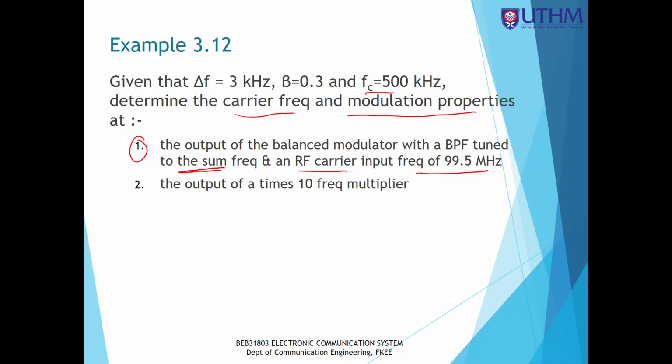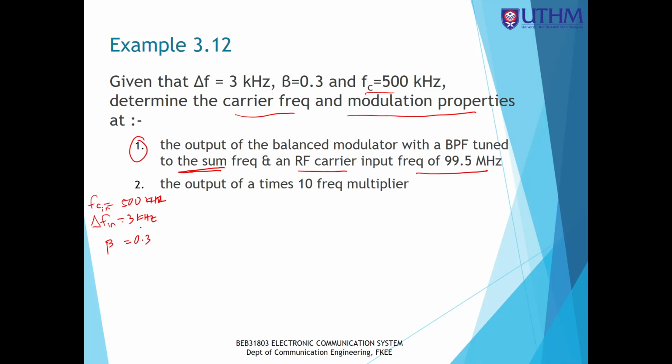So you see that the band pass filter is tuned to the sum frequency. Maybe we can list down all the parameters. Delta F in is equal to 3 kilohertz. Given FC, FC in is equal to 500 kilohertz. FC is given, and then beta is given as 0.3.